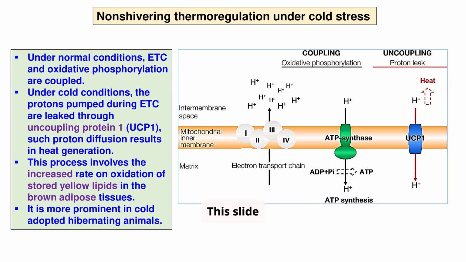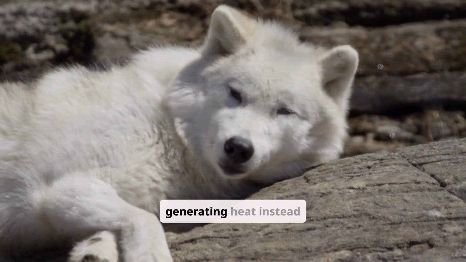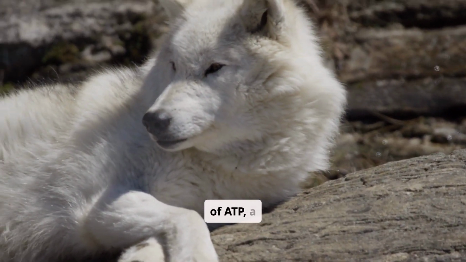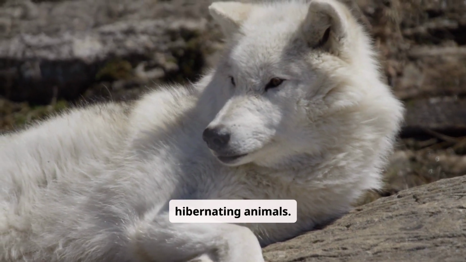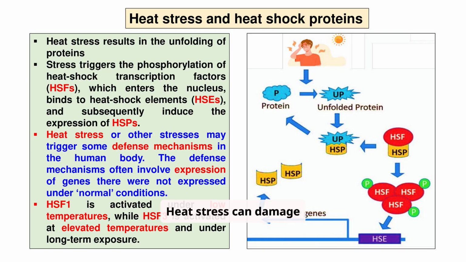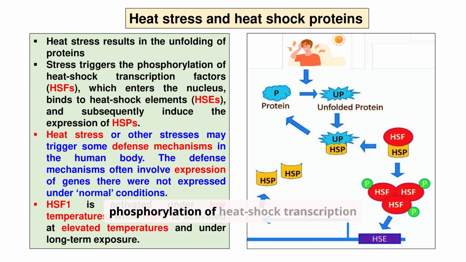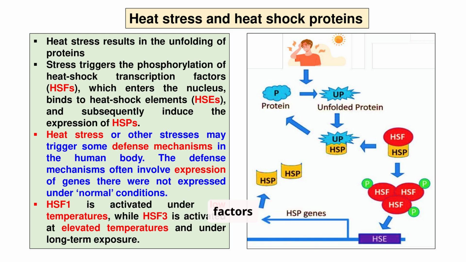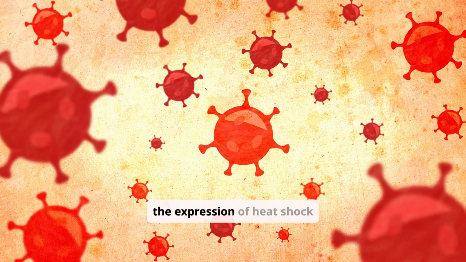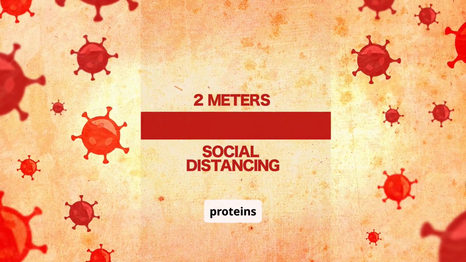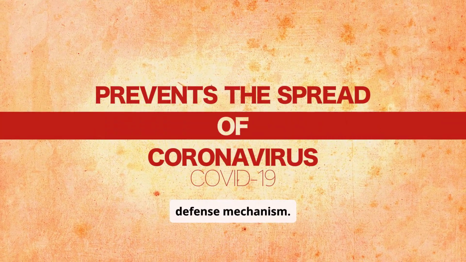This slide delves into non-shivering thermogenesis, particularly in brown adipose tissue. We'll discuss how uncoupling protein 1, UCP1, allows protons to leak, generating heat instead of ATP, a process crucial for hibernating animals. Heat stress can damage proteins. This slide explains how heat stress triggers the phosphorylation of heat shock transcription factors, HSFs, leading to the expression of heat shock proteins, HSPs, our cellular defense mechanism.